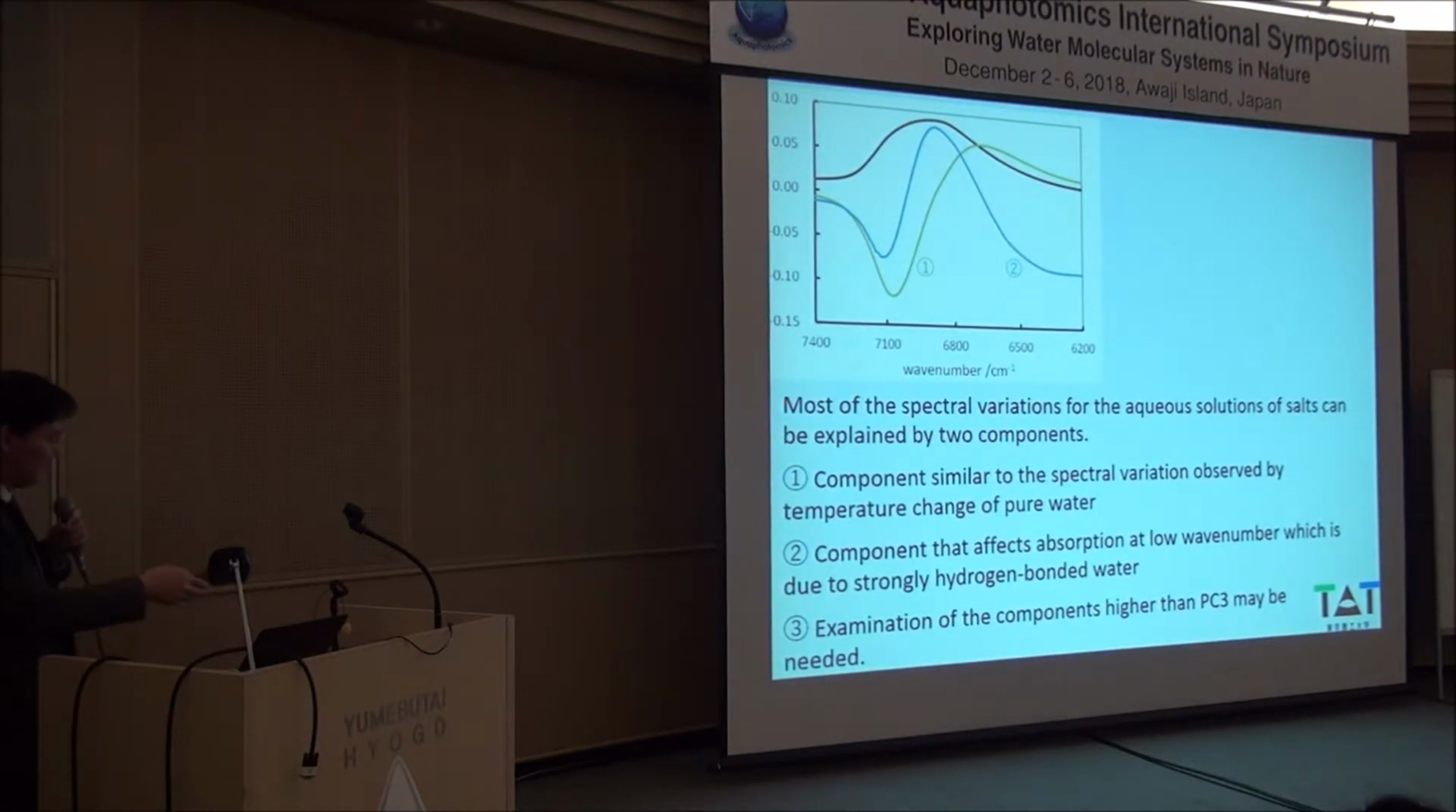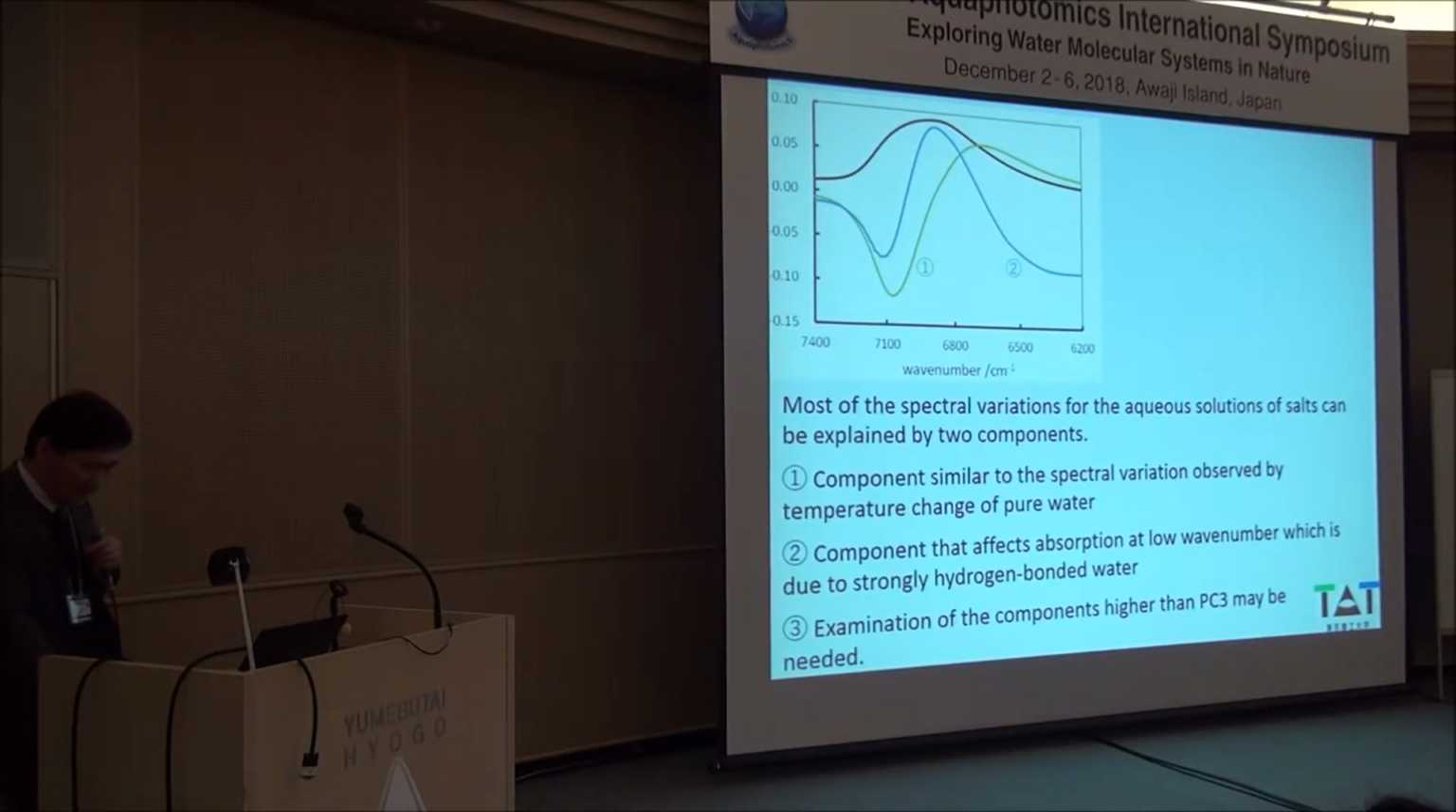Low wave number is around here, which is due to strongly hydrogen bonded water. There is a peak at higher wave number for the second component. This one. The origin of the peak has not been elucidated yet, although we are considering the possibility that it might be due to hydroxide ion or hydronium ion.